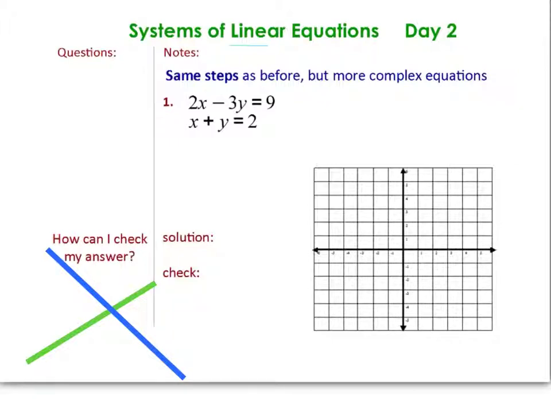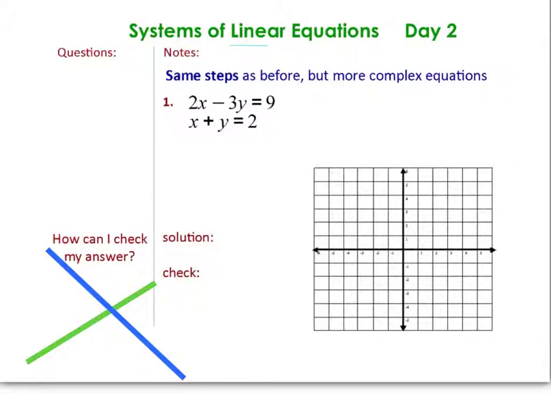So you see in my notes, it says the same steps as before. We're going to follow those same 1, 2, 3 steps, but now our equations are going to be a little more complex. They're not necessarily going to be in y equals mx plus b, or slope-intercept form, to start. We're going to have to do some manipulation that we know how to do. So let's look at this.